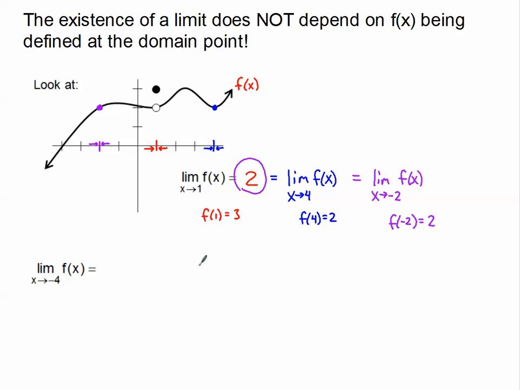I do have one more symbol down here that I'd like to look at. What's the limit as x approaches negative 4? Well, it's pretty simple. Let's go to -4. Here's -4. What's the function approaching? Well, on the left side, it looks like we're trying to get to this point right here. On the right side, we're trying to get to this point right here. That limit is equal to 0.